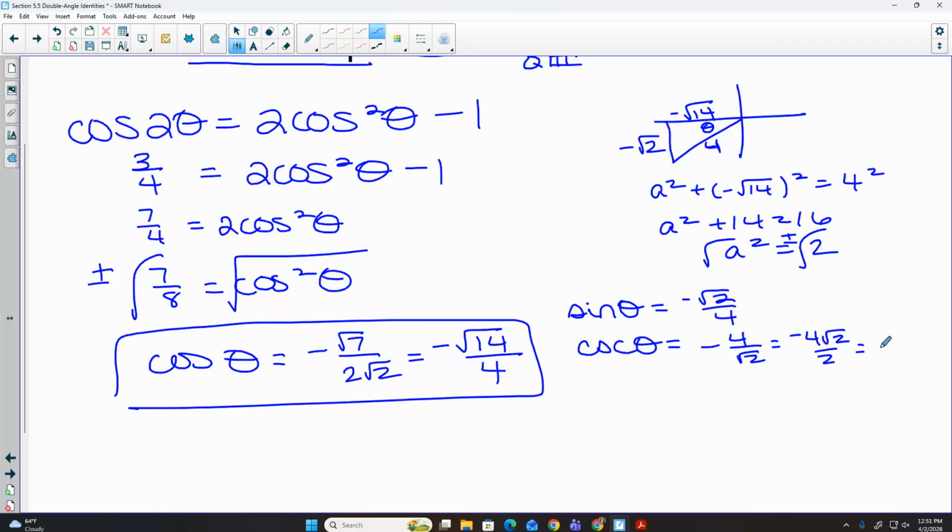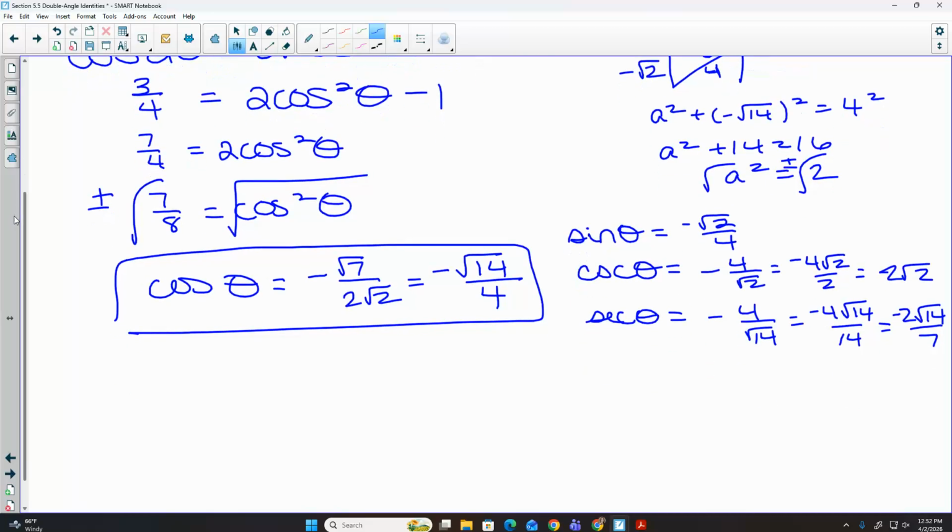Do I get a negative? I already have cosine. Reciprocal of cosine is secant. And multiply my radical on top and bottom. There's a lot to this problem, but a lot of it's stuff we've done. Okay, the triangle, the six trig functions, we were doing that at the very beginning. So I have sine, cosecant, cosine, secant.